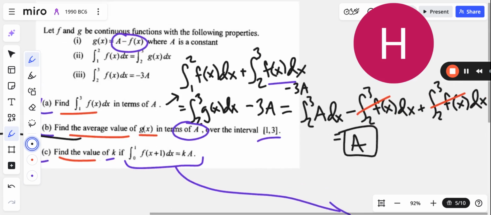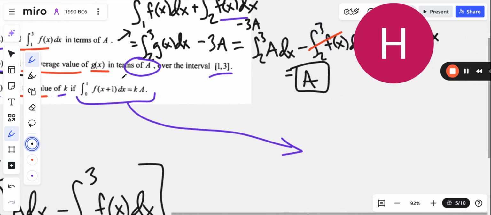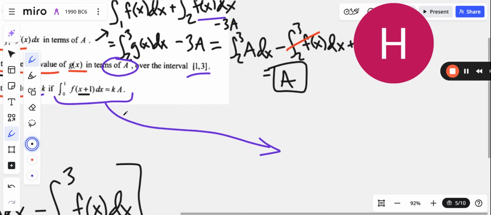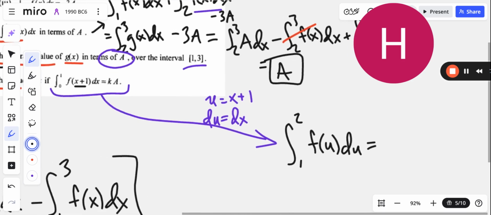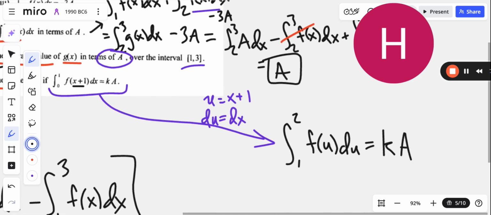We don't really have any information about from 0 to 1 at all, so that's your first clue. But then we have this x plus 1 thing here. So really what we're going to do next is make a little U-substitution. U equals x plus 1, and du of course is just dx, so that differential stays the same. But the limits of integration are going to go from 1 to 2. And it's like f of x dx, but instead we're using u, so this is f of u. And we're saying that this is equal to k times a.